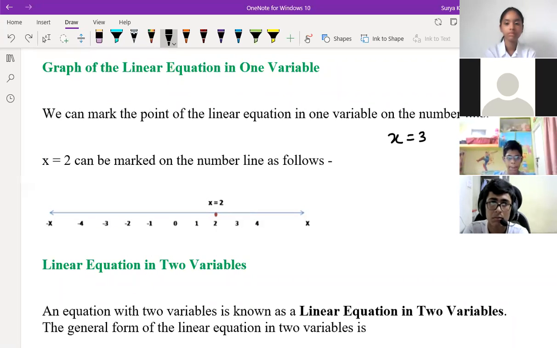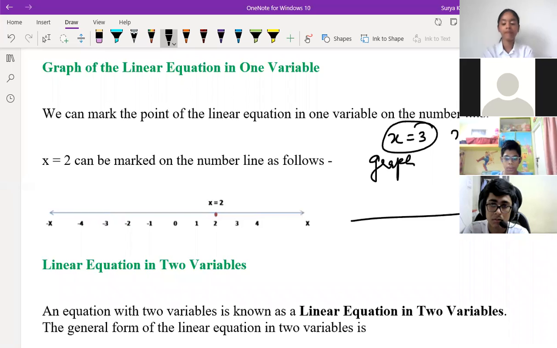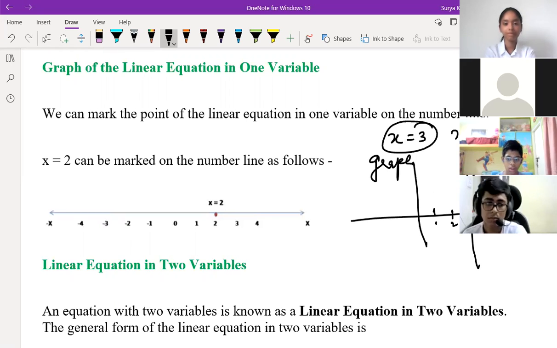But if they ask to draw the graph of x is equal to 3, what should you do? x is equal to 3, where it comes: 1, 2, 3. So you should draw the graph like this. This is the graph for what? x is equal to 3. And this is nothing but what? Parallel to the y-axis. Yeah, parallel to the y-axis. So this is the graph.